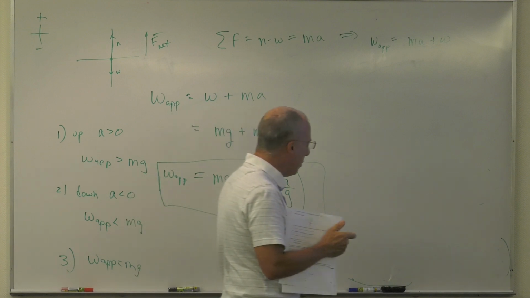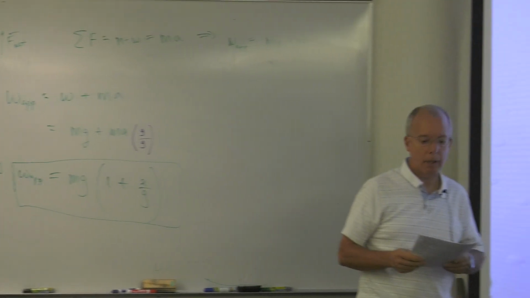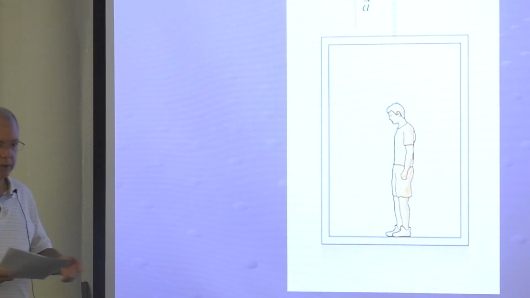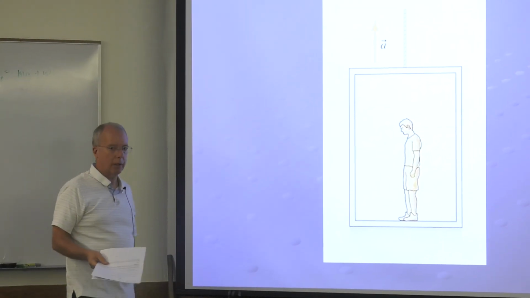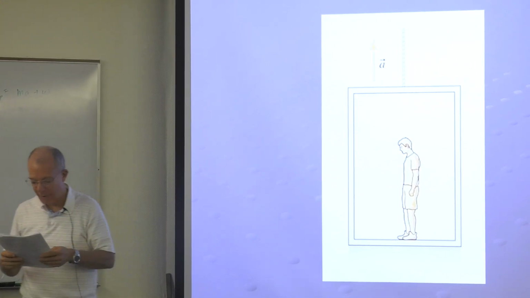Now, how would you actually measure your apparent weight? If you're in an elevator, how are you going to measure your apparent weight? Just use a scale, right? Like a bathroom scale. Just put it on the floor and it's going to measure your normal force. That's all you have to do, okay?